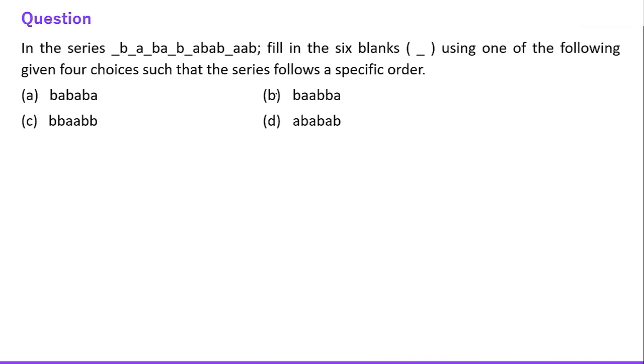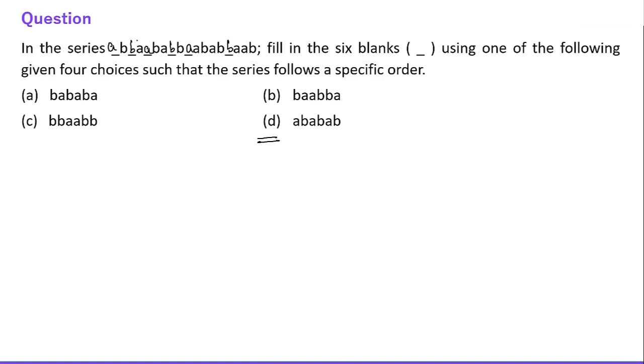Next question is, in the series, fill in the 6 blanks using one of the given 4 choices such that the series follows a specific order. See, everyone, in this question, if you check out the options, you will find the 4th option will be the right choice. See here, A, B, then A, B, and then A, B. Fine.